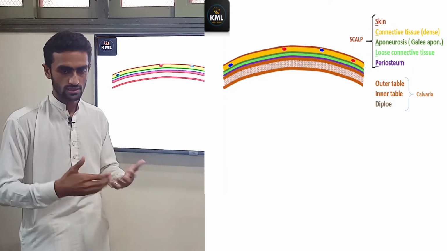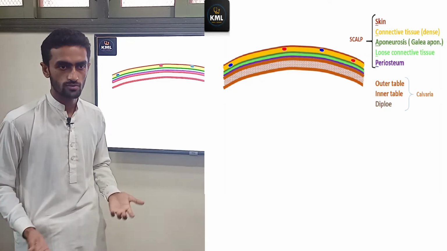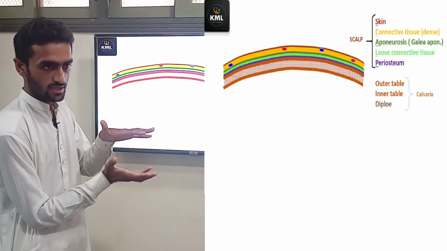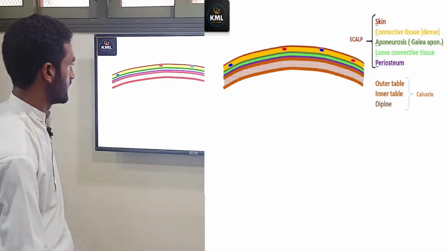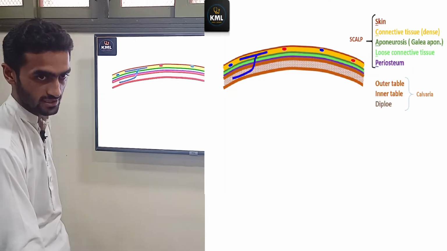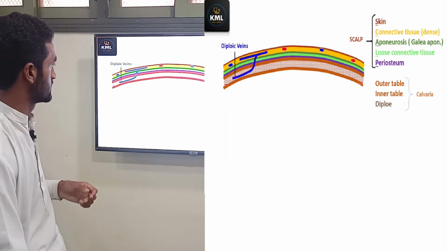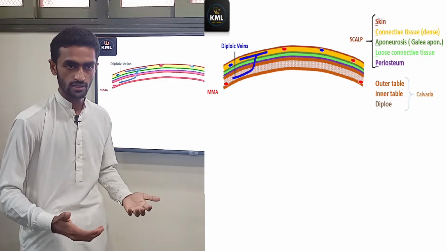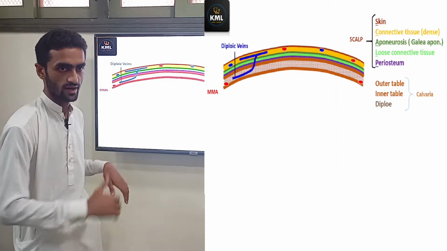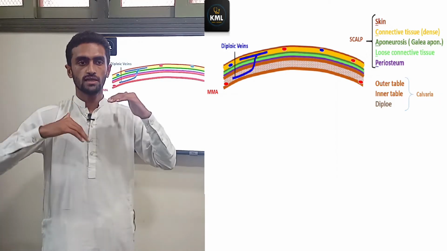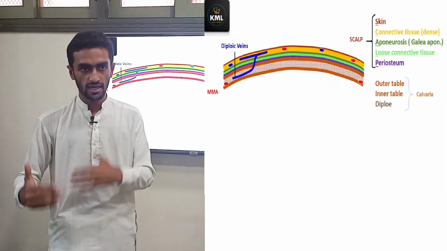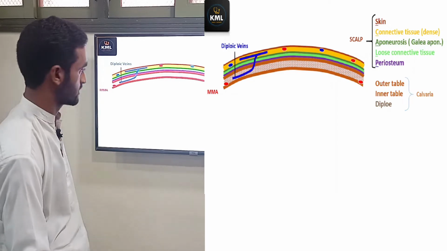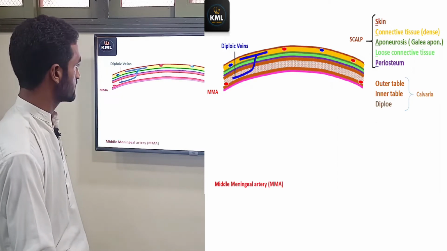This picture is not present in most of your books, so students are really confused. So outer table, inner table, in between there is the diploe, and here you will find these diploic veins, as the name represents. Then here you will find the middle meningeal artery. That's why epidural hemorrhage is related to this artery, the middle meningeal artery, because you can see here it is present on the outer aspect of the dura. So this is your middle meningeal artery.